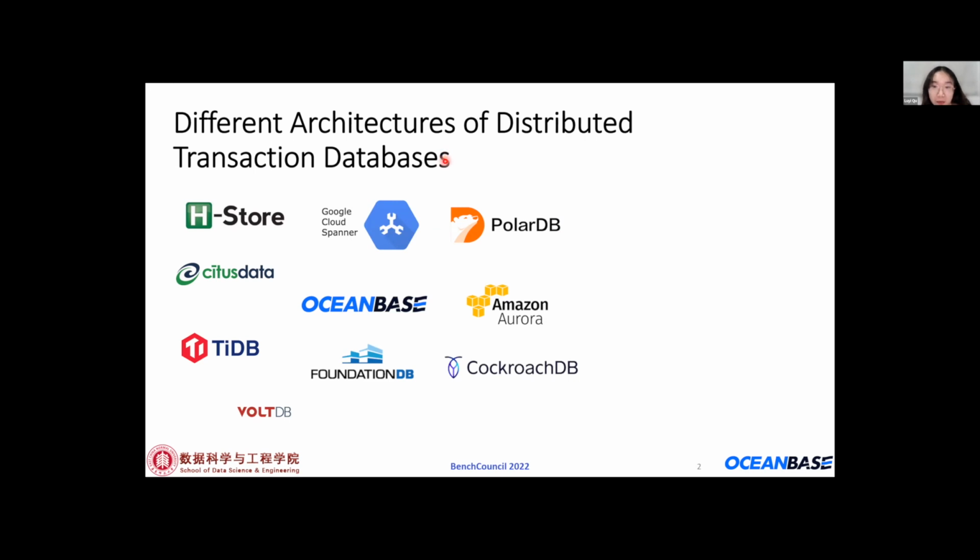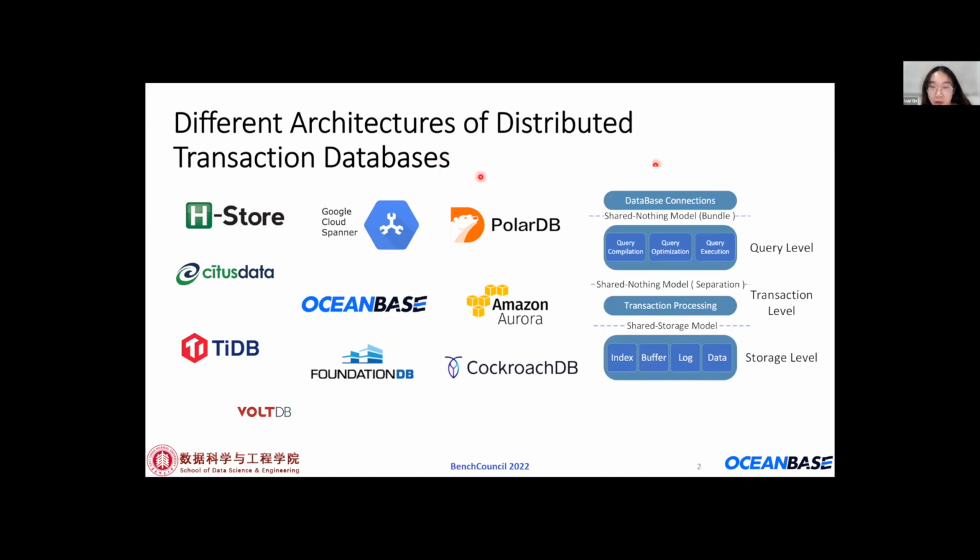architectures of distributed transactional databases. A DBMS is usually made of three layers: query layer, transaction layer, and storage layer. Setting a cutoff line between different engines and distributing the down-level engines yields three typical architectures. That is shared-nothing model, separation of compute and storage, and a shared-storage model.